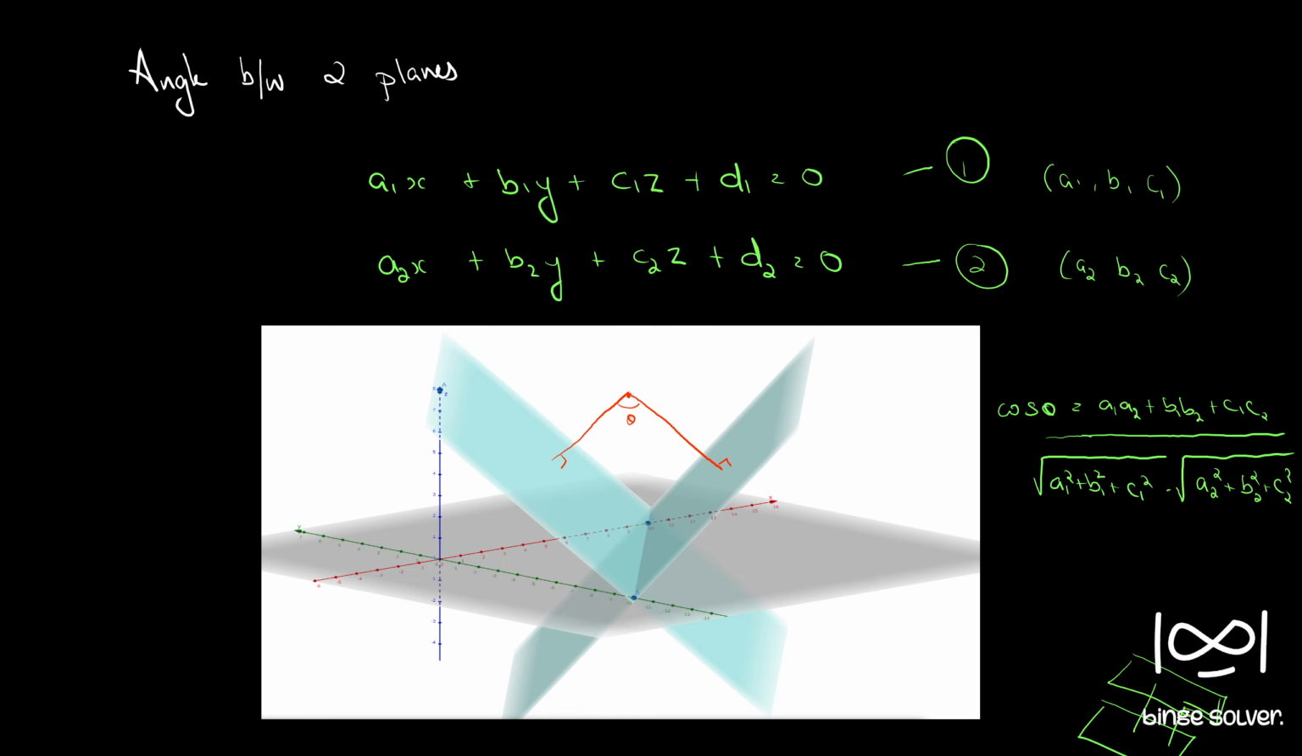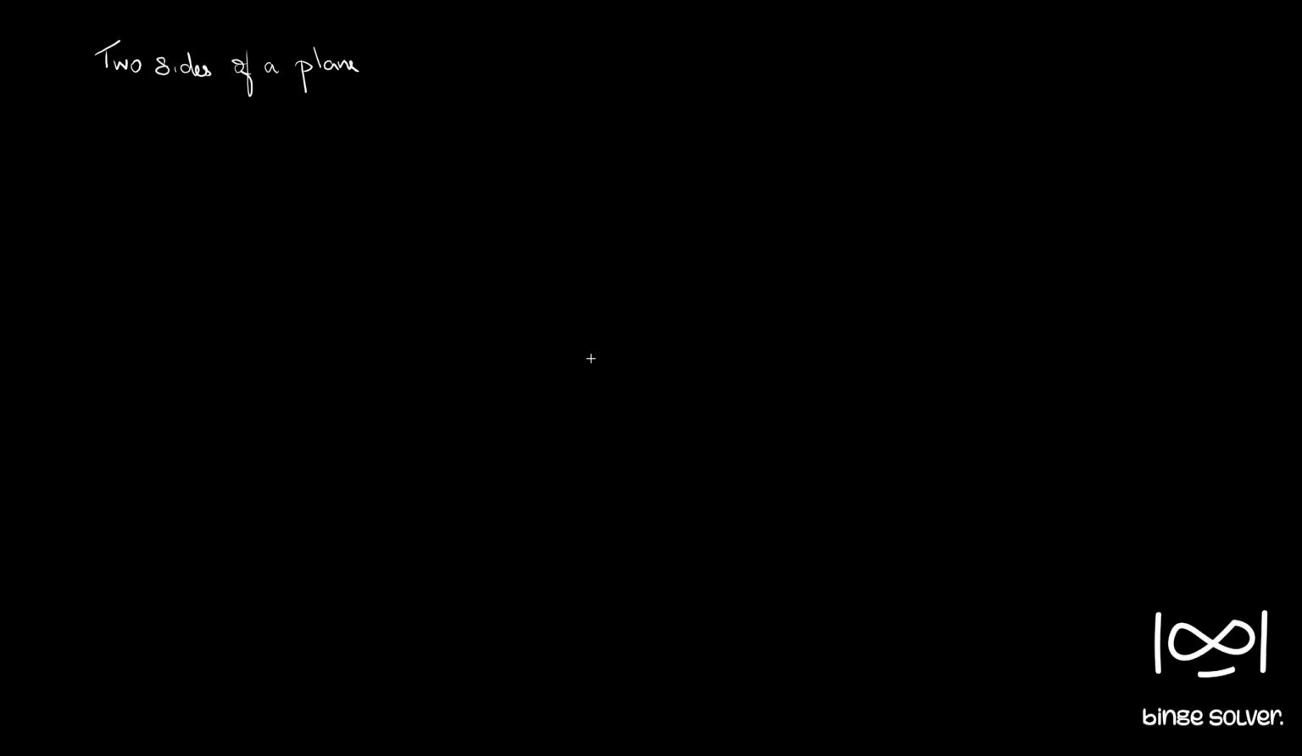The next concept is two sides of a plane. So here we have two points and a plane. We need to find whether these two points are on the same side of the plane or on different sides of the plane. For that, we will be using the concept we studied in the line segments.